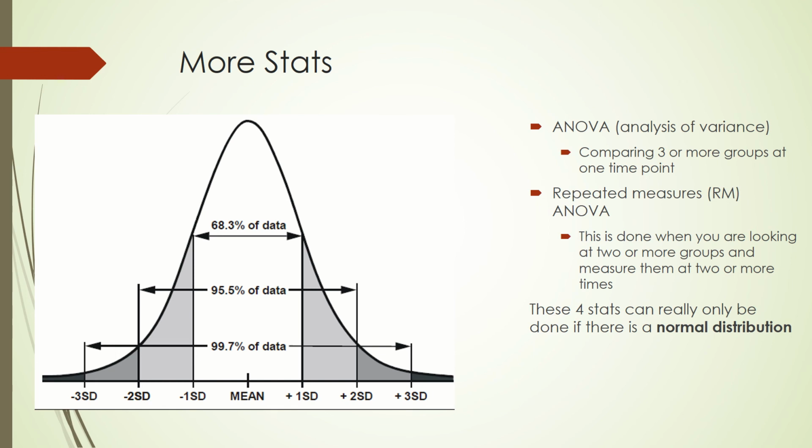Now, one thing to know, I already talked about the normal distribution a little bit. All of these four statistics presume that there's a normal distribution, right? Is everyone good with this? Meaning that most of the people cluster around the mean, and then standard deviations out are less and less individuals. Is everyone good with this?